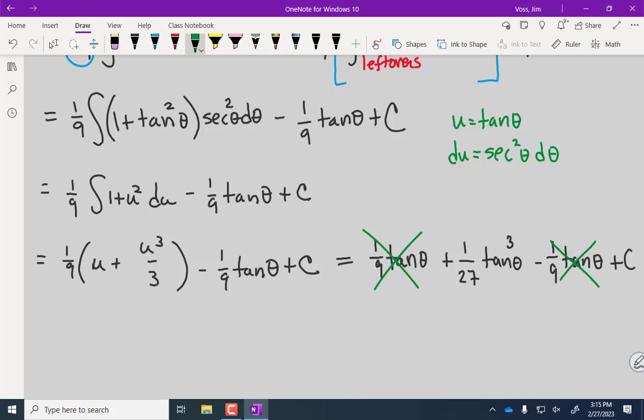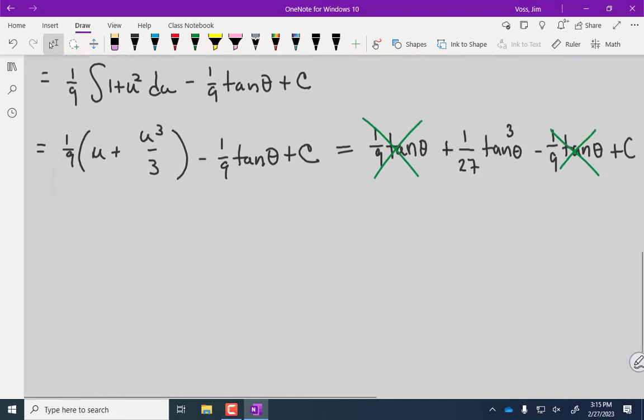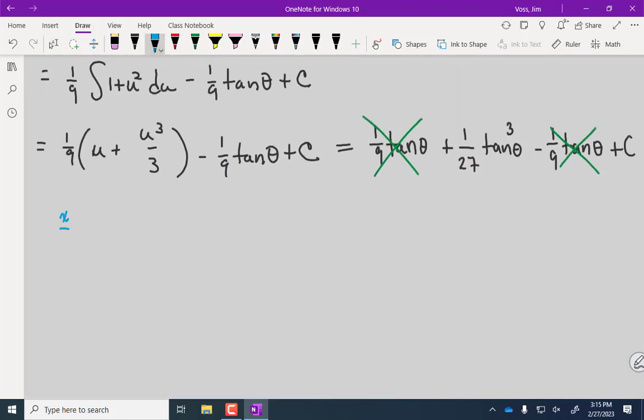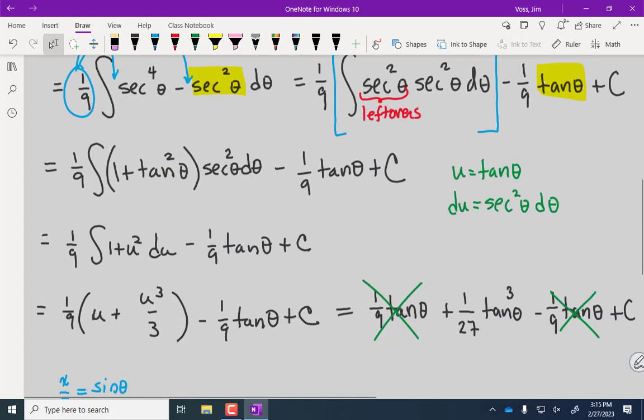We need our triangle. From right there, x over 3 is sine theta. So here is how we build our triangle. Always like it's in quadrant 1. Sine is opposite over hypotenuse. And then what is that missing side? 3 squared minus x squared, so 9 minus x squared. And that 9 minus x squared should match something up here, and it does.